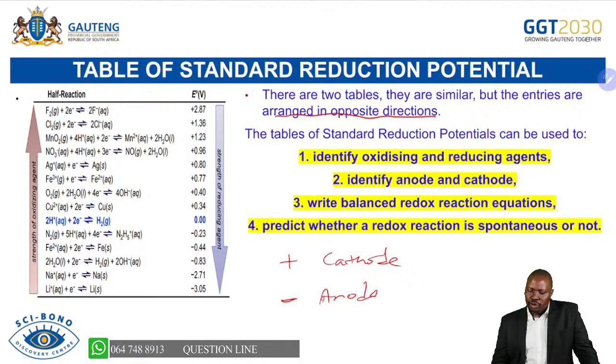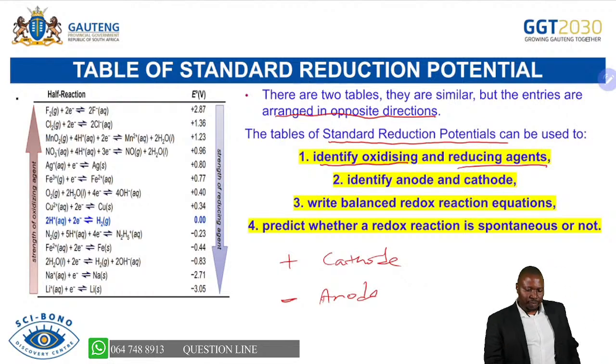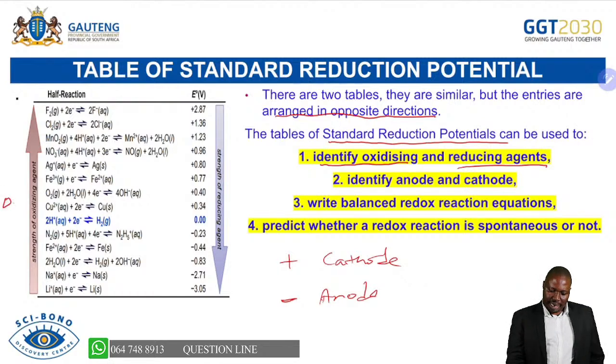And then how do we use this table? What is the function of this table? We use the table of standard reduction potentials, number one, to identify oxidizing and reducing agents. Remember, I said to you, on the left, we have oxidizing agents, and their strength increases when you go up. You see the arrow of table 4A there is saying when you go up, you will find a stronger oxidizing agent. When you go down, you will find a stronger reducing agent.